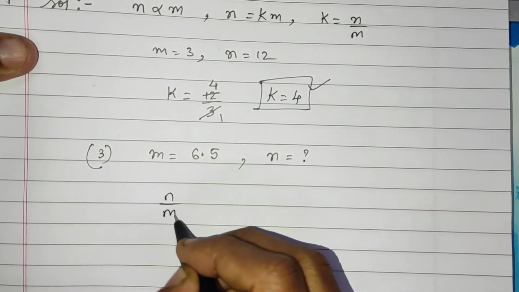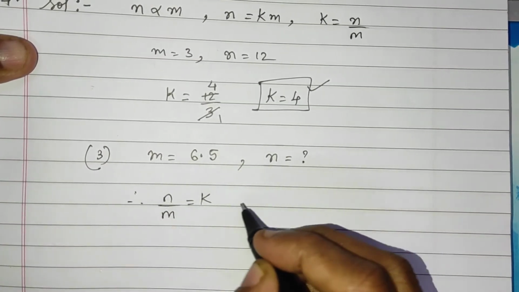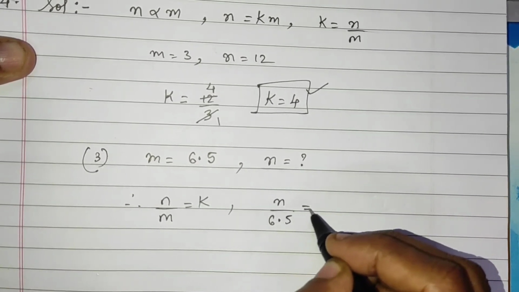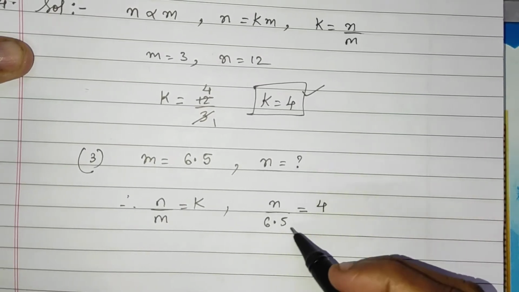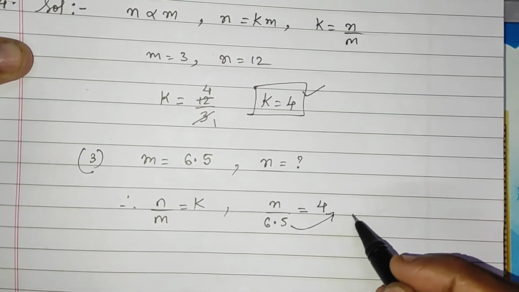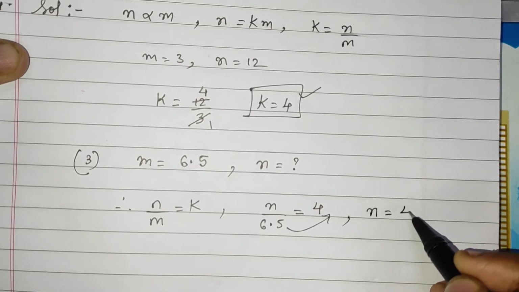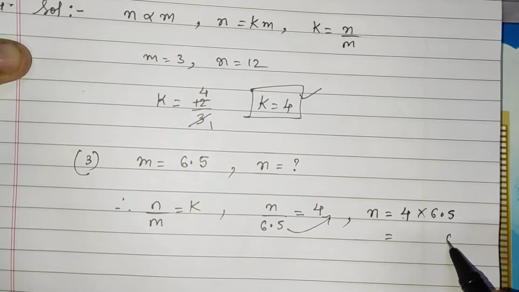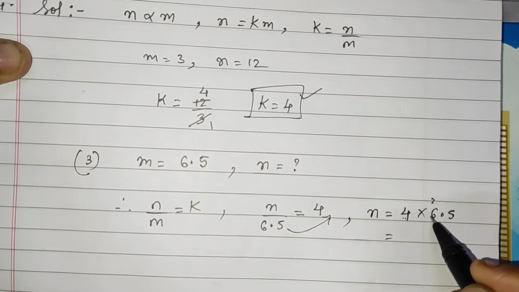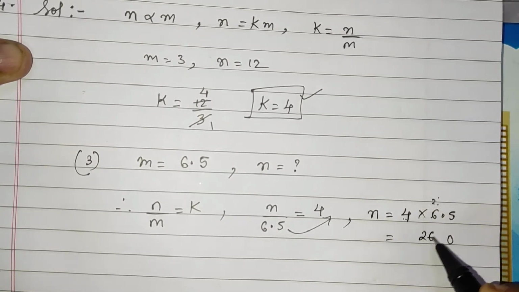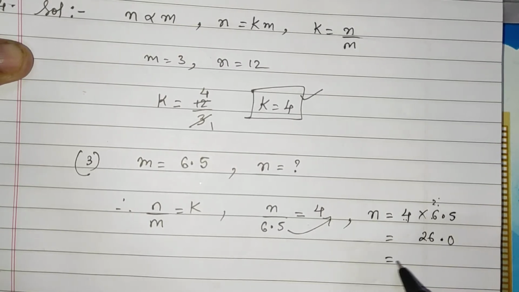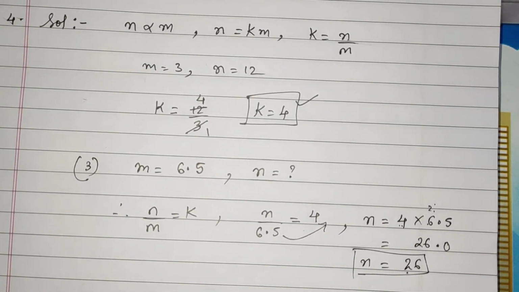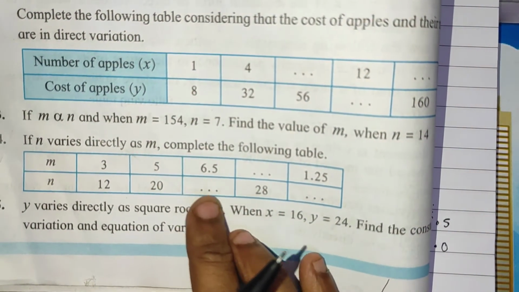n upon m is equal to k. So therefore n we do not have, m we have 6.5 and k is 4. So this will go this side, so it will become multiplication. n is equal to 4 into 6.5. So 4 5s are 20, 2 carry, 4 6s are 24, 25, 26. And this decimal. So that means the answer is n is equal to 26. So first filling the blanks, here you get 26.